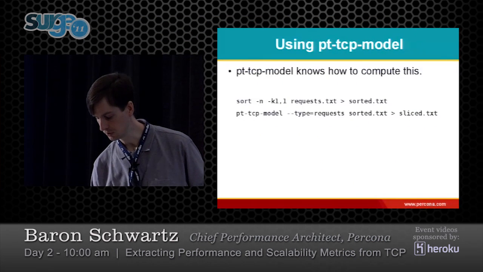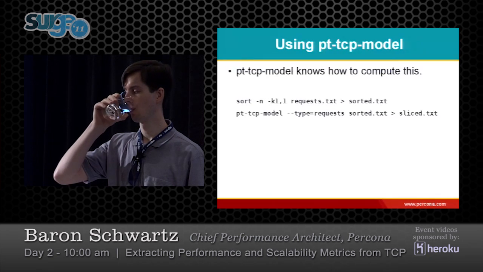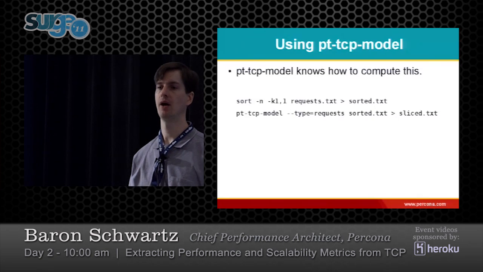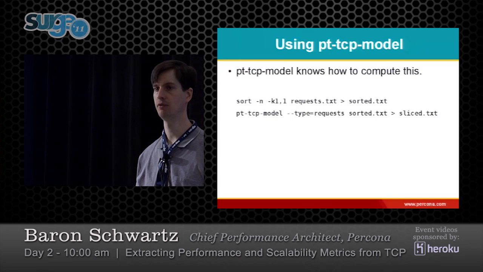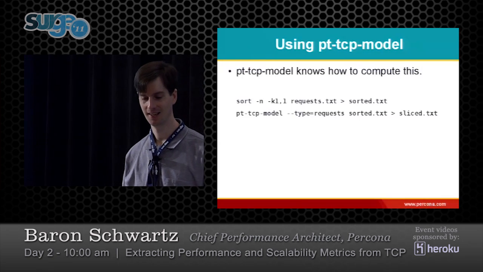So we can compute this with the PT TCP model tool again. First, I'm just sorting them in arrival order. The reason I sort them in arrival order is because otherwise you need to have a very expensive algorithm to figure out how much concurrency there was at any point in time. So sorting makes the algorithm relatively trivial. It's only a few hundred lines of code that actually compute this.